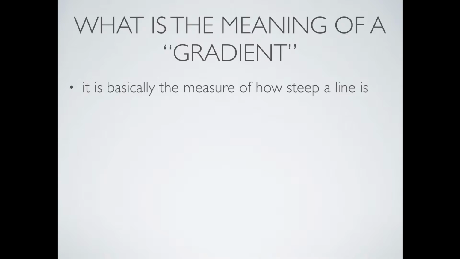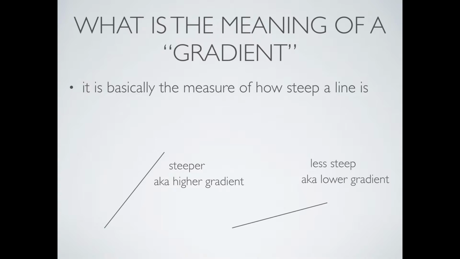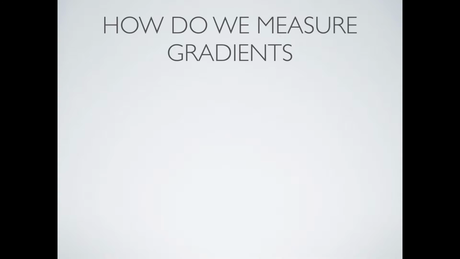So first we need to know what is the meaning of a gradient. It's basically the measure of how steep or how not steep a line is. So we have two lines here. One is steeper and the other one is less steep. The steeper one has a higher gradient because the gradient is basically a measure of the steepness of a line. So the less steep one has a lower gradient.